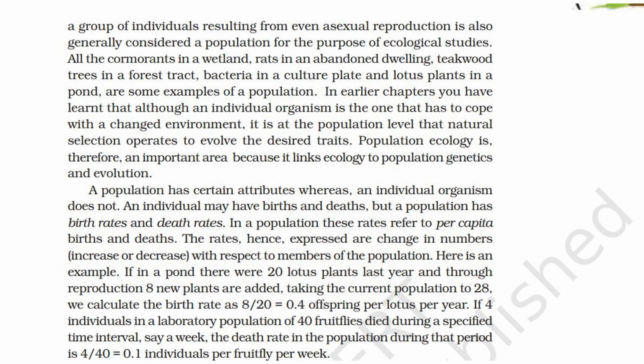Here is an example. If in a pond there were 20 lotus plants last year and through reproduction 8 new plants are added, taking the current population to 28, we calculate the birth rate as 8 by 20 equals 0.4 offspring per lotus per year. If 4 individuals in a laboratory population of 40 fruit flies died during a specified time interval, say a week, the death rate in the population during that period is 4 by 40 equals 0.1 individuals per fruit fly per week.